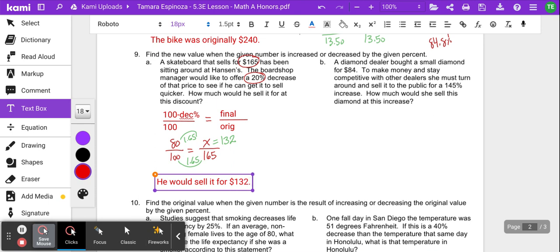A diamond dealer bought a small diamond for $84. To make money and stay competitive with other dealers, she must turn around and sell it to the public for a 145% increase. How much would she sell this diamond for at this increase? Okay, so instead of doing a decrease, we're doing an increase. 100 plus the increase percentage over 100 is equal to the final price over the original.